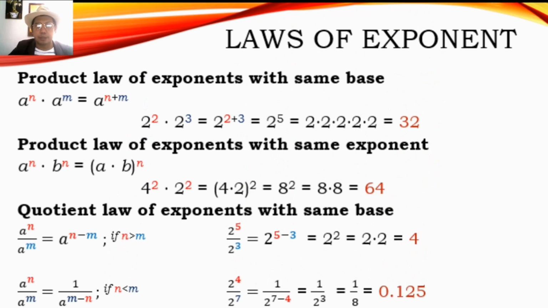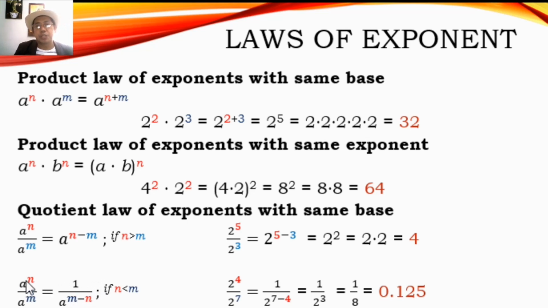You will notice that my condition is the opposite of the first one. What is my condition? My condition is that n is less than m, or the exponent of the numerator is less than the exponent of the denominator. And so if this is the condition that will prevail, we will be doing this pattern: 1 over a raised to m minus n. Soon I will be explaining how we came up with this result.